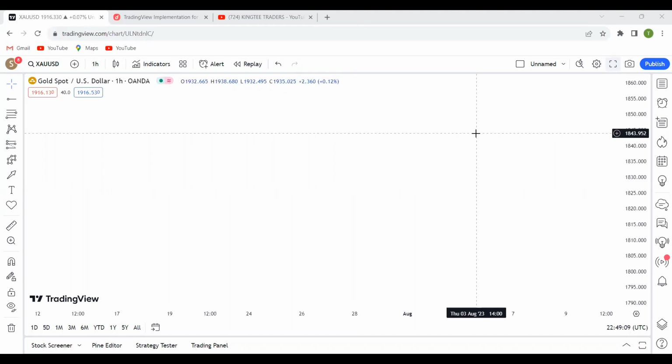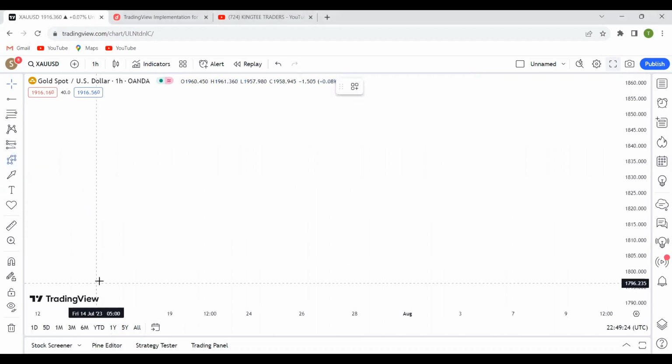And as we all know, a market moves in three ways. Either the market is moving in an uptrend, or the market is moving in a downtrend, or the market is moving in a consolidation phase. So this is how the market moves in an uptrend.